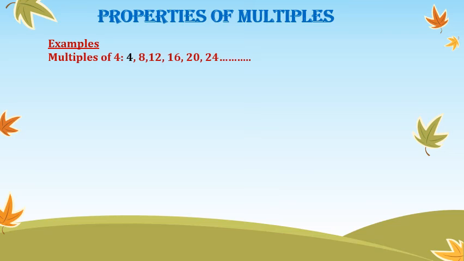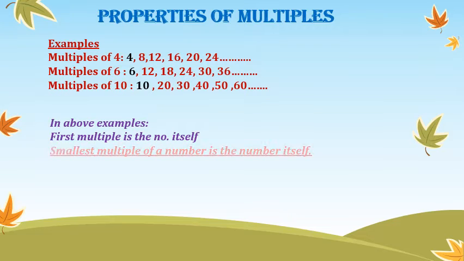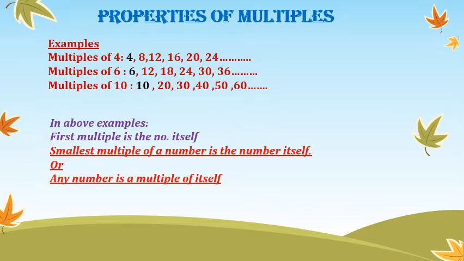Now to understand properties of multiples, let's take some examples. Here multiples of 4 are 4, 8, 12, 16, 20, 24 and so on. Similarly, multiples of 6 are 6, 12, 18, 24, 30, 36. Multiples of 10 are 10, 20, 30, 40, 50, 60 and so on. Now in the above examples, the first multiple is the number itself. Like the first multiple of 4 is 4, of 6 is 6 and of 10 is 10. So we can also say that the smallest multiple of a number is the number itself, or any number is a multiple of itself.